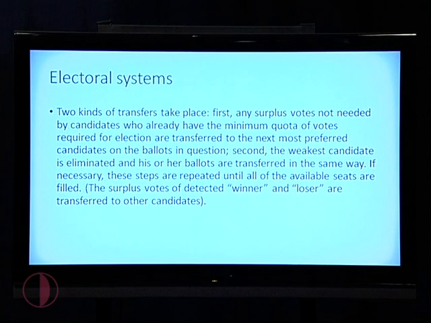There are 2 kinds of transfers that take place. First, any surplus votes not needed by candidates who already have the minimum quota of votes required for election are transferred to the next most preferred candidates on the ballots in question. Second, the weakest candidate is eliminated and his or her ballots are transferred in the same way. If necessary, these steps are repeated until all of the available seats are filled. The surplus votes of elected winners and eliminated losers are transferred to other candidates.